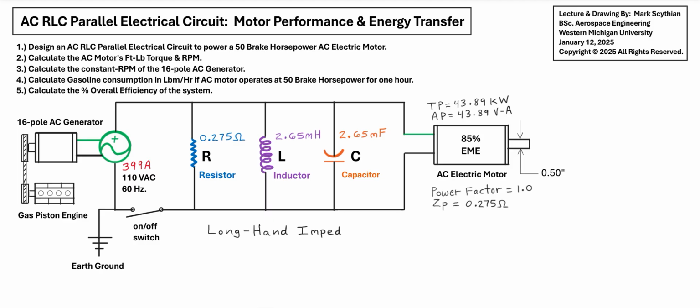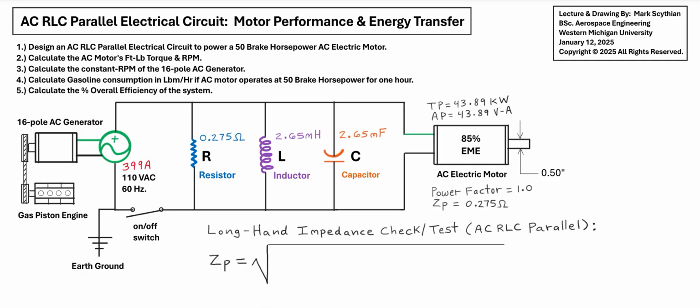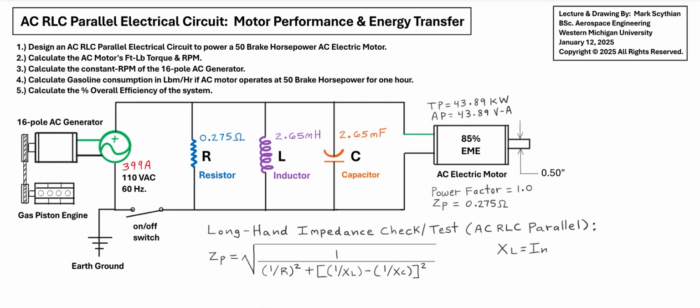Now we can use the longhand impedance check test method to see if the calculation was in fact accurate. The impedance of an AC RLC parallel electrical circuit is this equation here. Just to be on the safe side, we'll longhand calculate the inductive reactance, X sub L, and the capacitive reactance, X sub C.